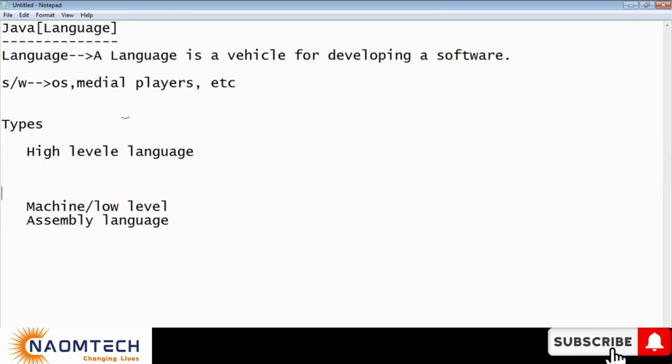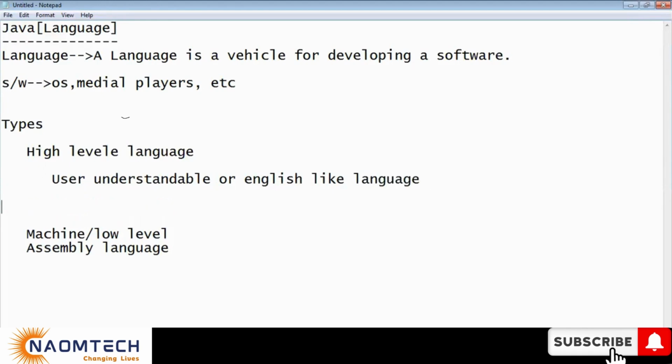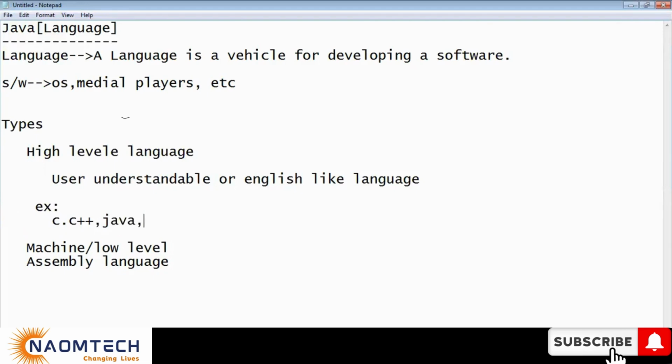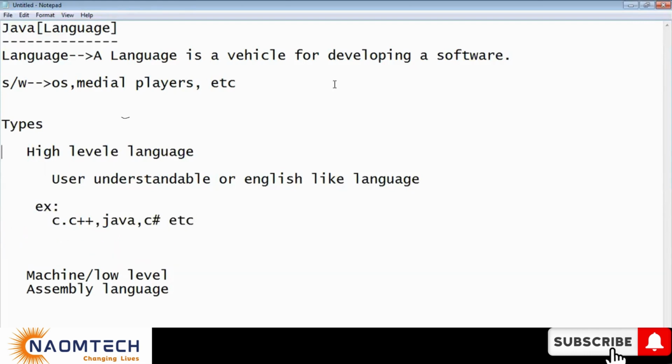First one, high level is a user understandable or English like language. So what is high level? It is a user understandable or English like language. For example, all these programming languages are high level languages: C, C++, Java, C Sharp, etc. So this is a simple idea about high level. A user understandable or English like language is called high level.